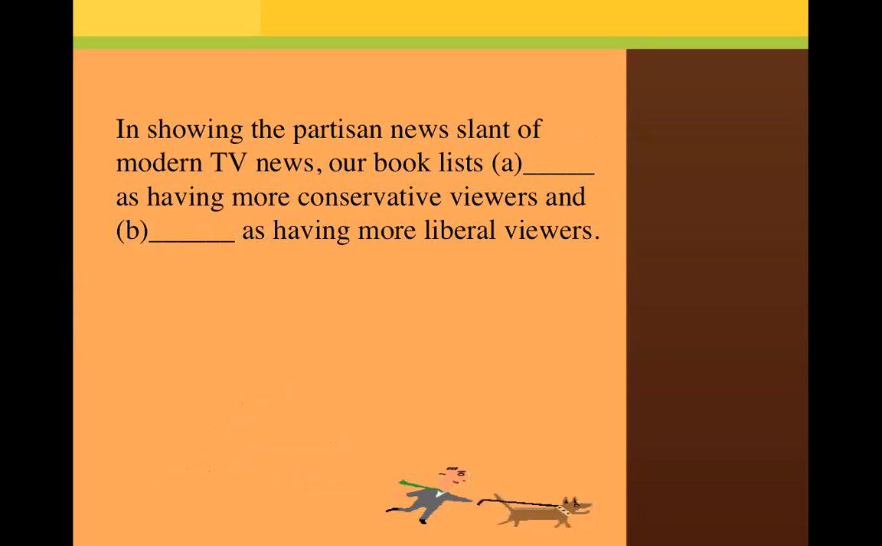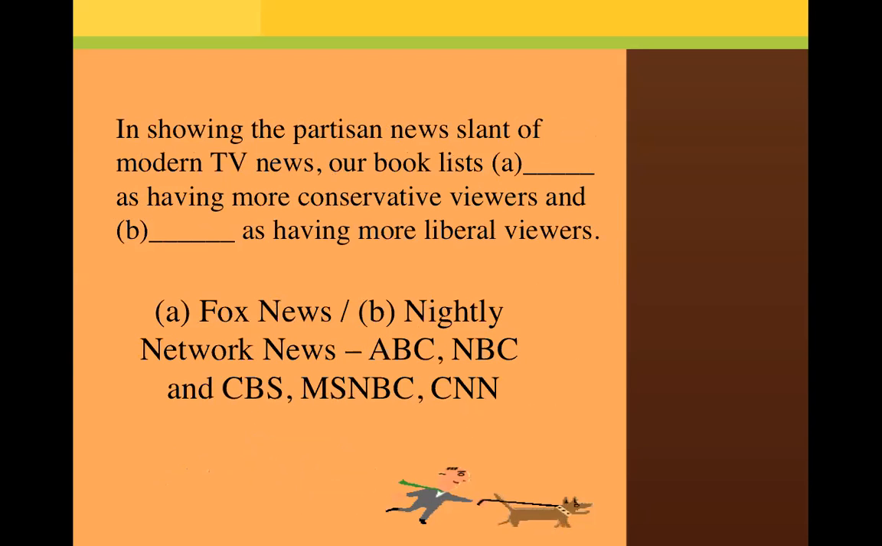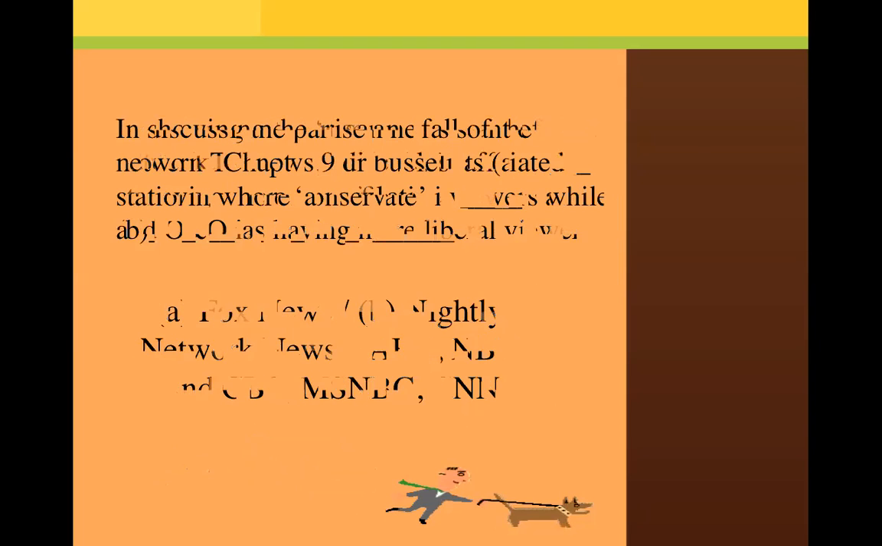In showing the partisan newsland of modern TV news, our book lists which ones are having more conservative viewers and which are having more liberal viewers. And so they list, for example, Fox News, that is more conservative, and essentially all the nightly network news, ABC, NBC, and CBS, plus MSNBC and CNN as some of those dominant liberal slanting television news programs.